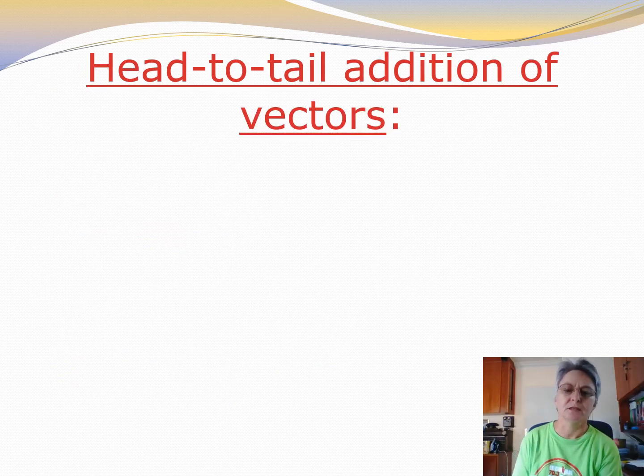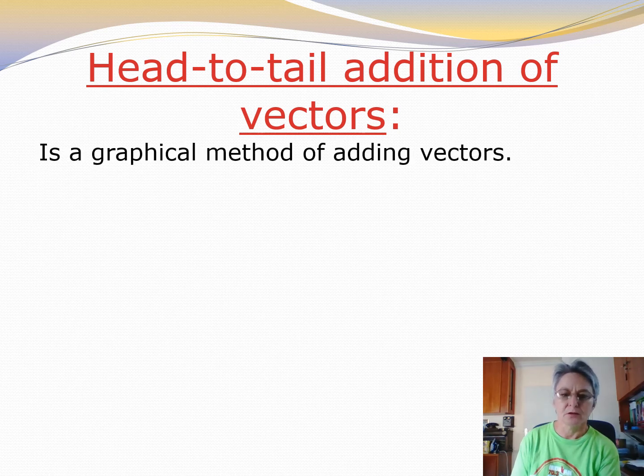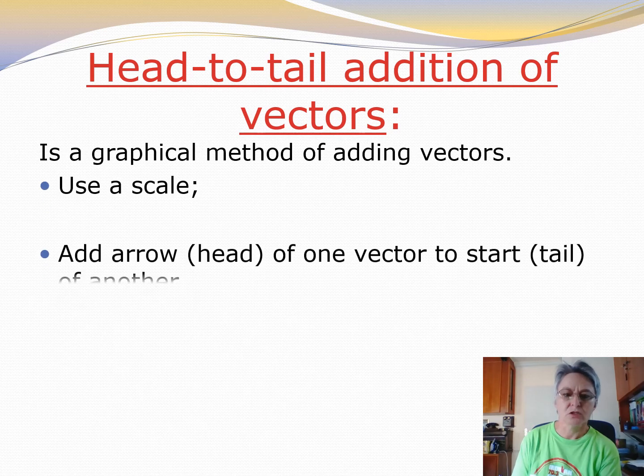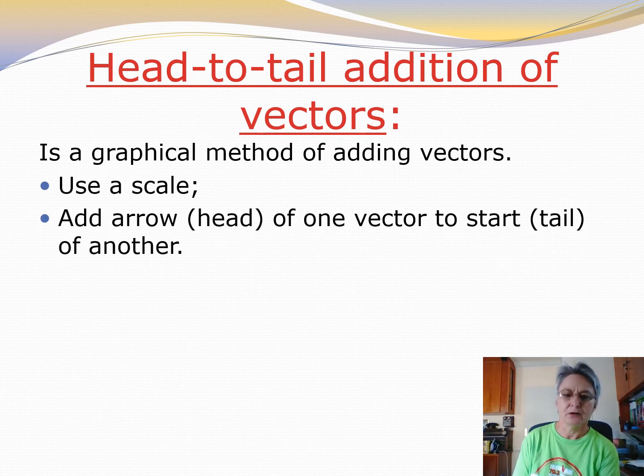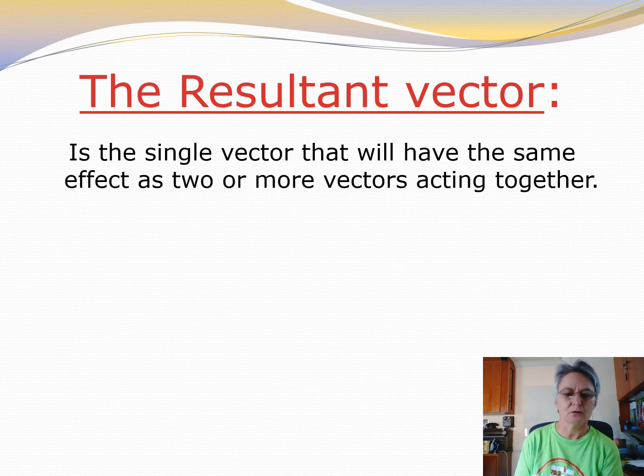So what I've done is the head to tail addition of vectors. That's what I've demonstrated in this diagram. I think I'm going to cut down on the examples. So it's a graphical method of adding vectors where we use the scale and we add the arrowhead of the vector to the start, the tail of another vector. The resultant vector is a very important definition. It is the single vector that will have the same effect as two or more vectors acting together.